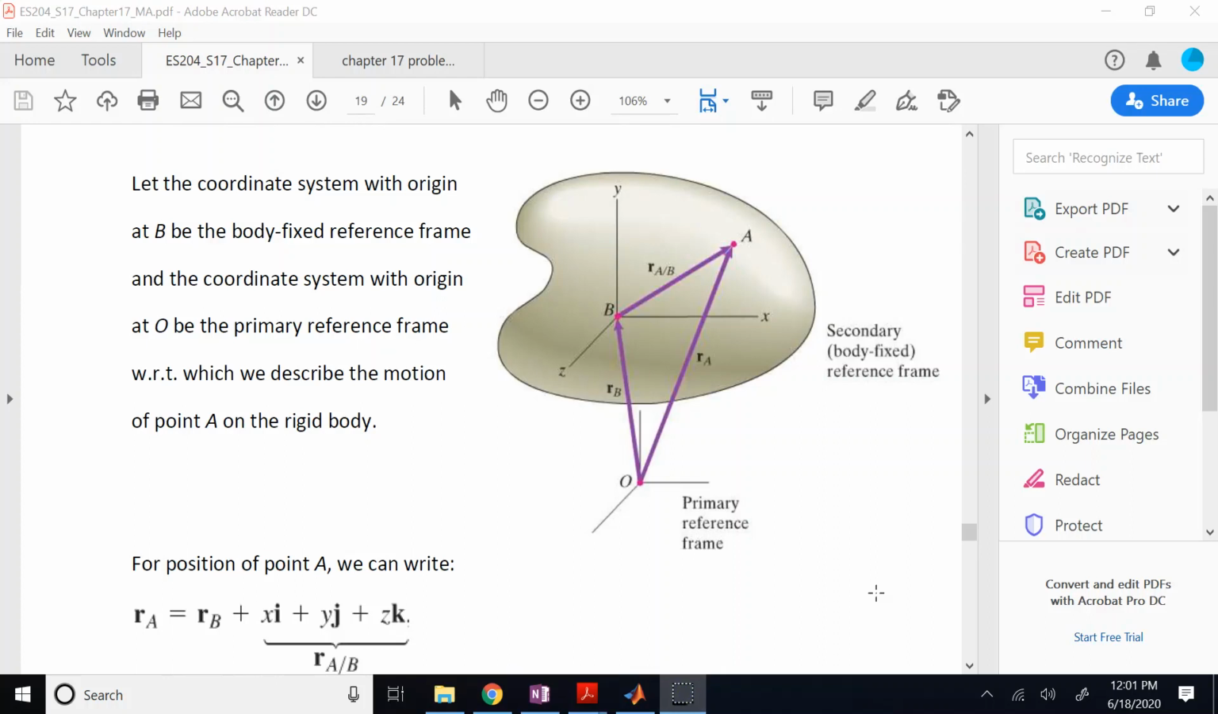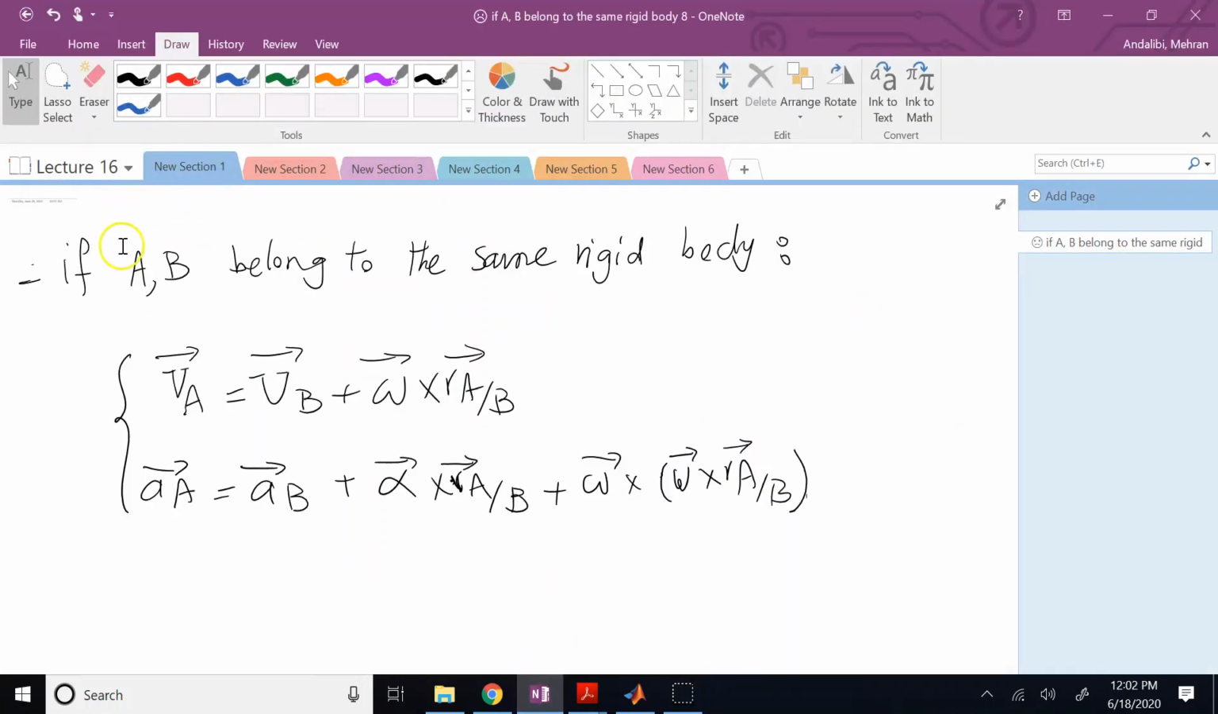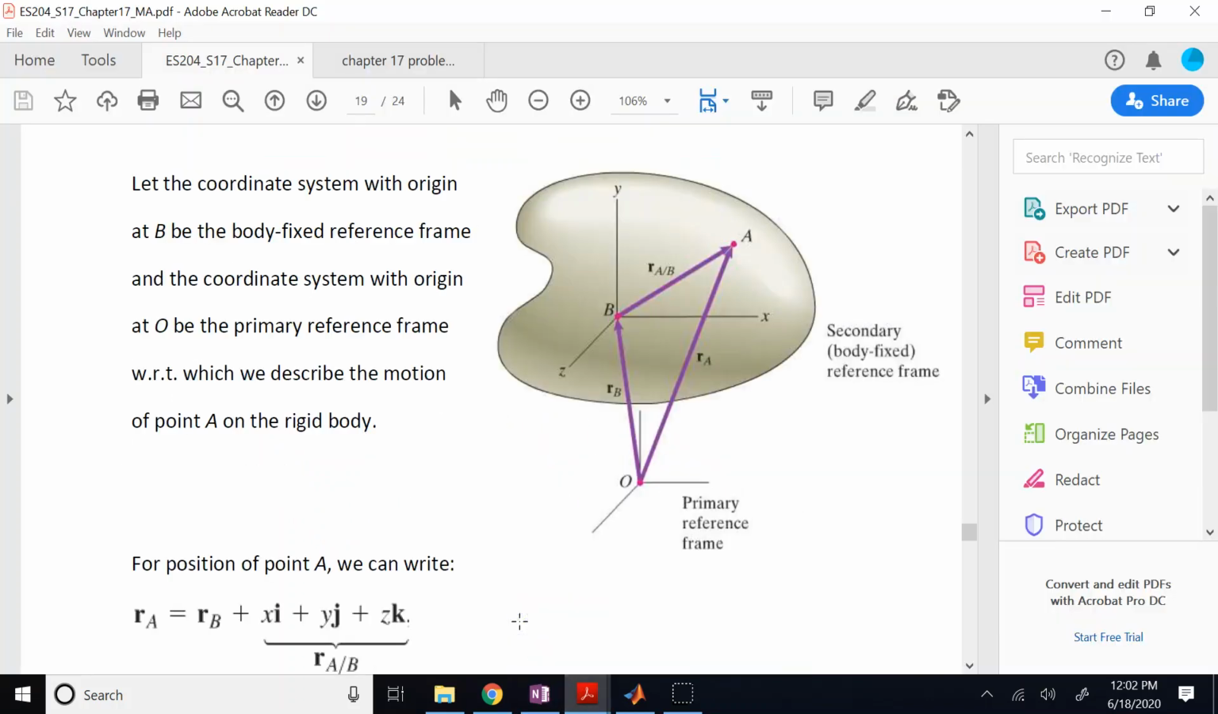So to go beyond the restriction that we had when we wanted to use these formulas, that A and B should belong to the same rigid body, now we're going to release this constraint. We say, now what if A and B do not belong to the same rigid body? Then can we still relate their velocities and accelerations to each other? Yes, we need some extra terms, but yes, we can do it. And that's the goal here. So this is what we do now.